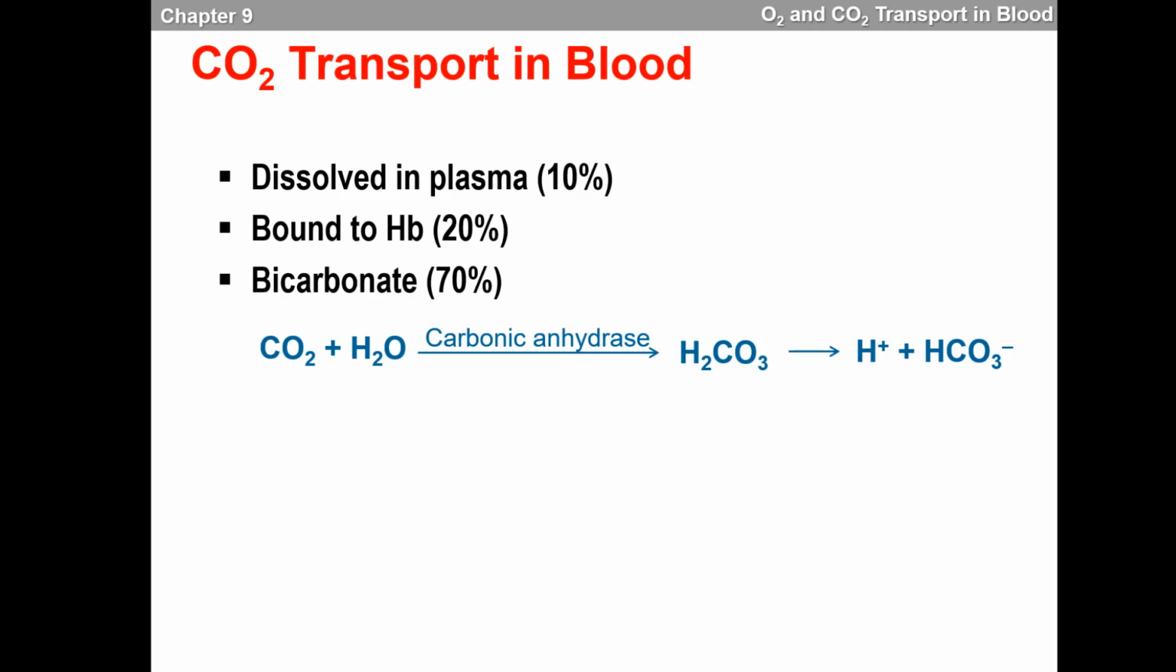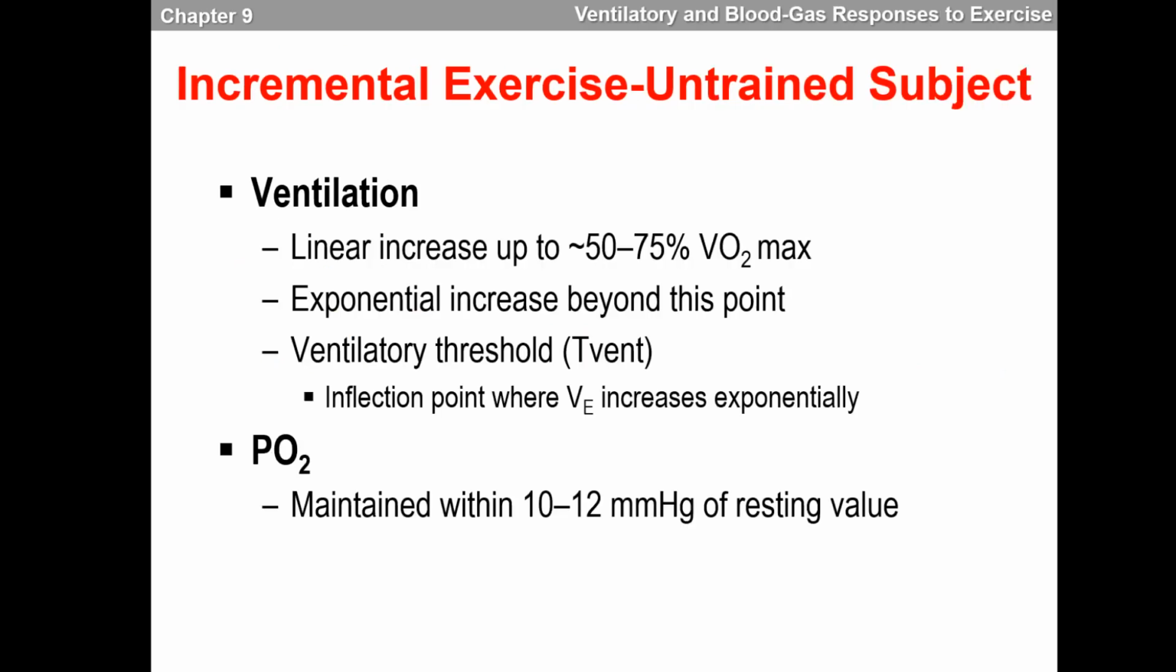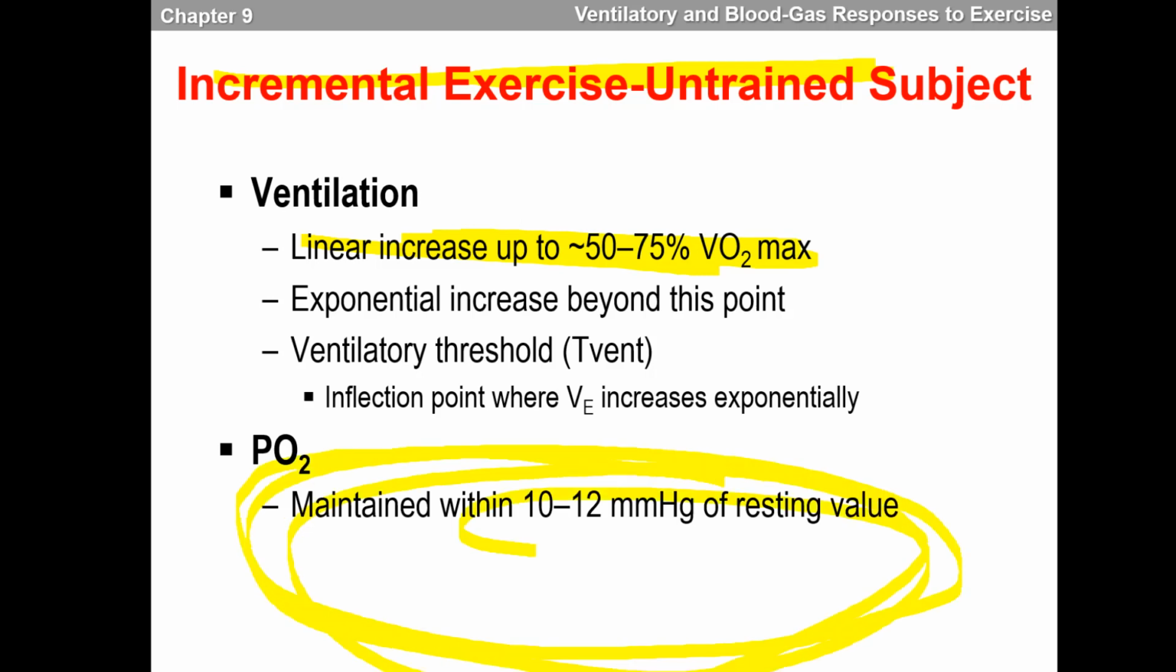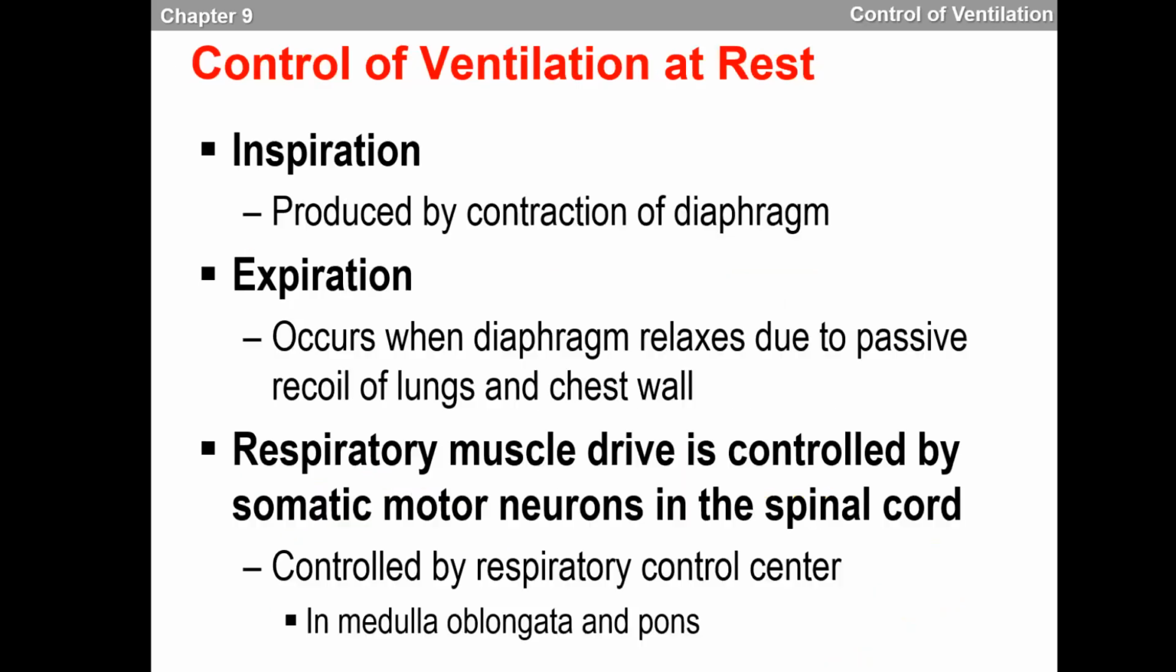Next, CO2 is mainly transported as bicarbonate in the blood. Incremental exercise: as we continue to increase, our ventilation will increase. PO2 in an untrained subject is maintained within 10 to 12 millimeters of resting value, right? So it does move a little bit, but we're still able to maintain it for longer periods of time. Already went over this. Passive usually, right?